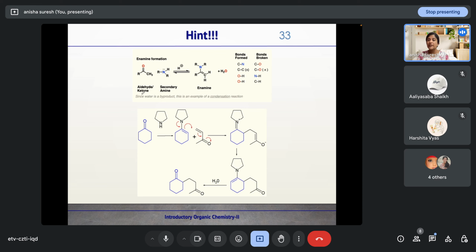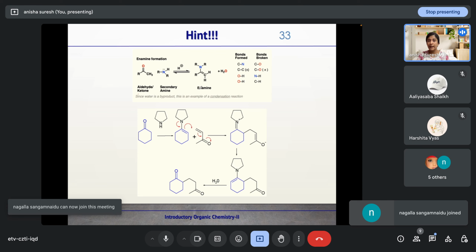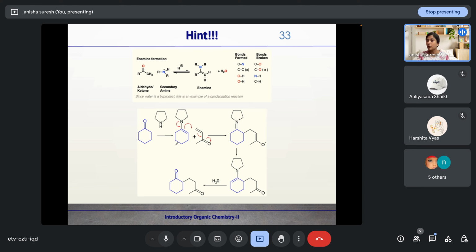So, for enamine formation, we should have an aldehyde or ketone. It should react with a secondary amine. It will lead to formation of the enamines. So this is how enamine reaction will take place. So first an imine will be forming, then tautomerism will take place, leading to formation of enamine, and this lone pair on nitrogen will fold. This bond will go and attack in a 1,4 addition fashion, and we will get this enolate, and this upon abstraction of proton, it will lead to formation of this intermediate, and upon hydrolysis we will get this diketone. Clear?